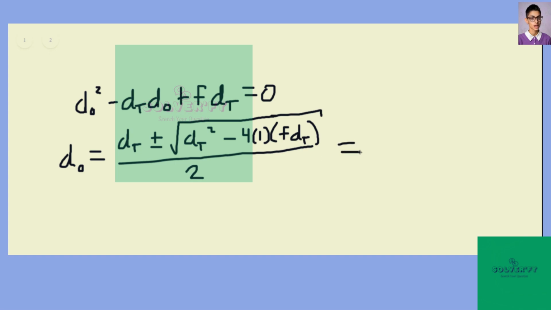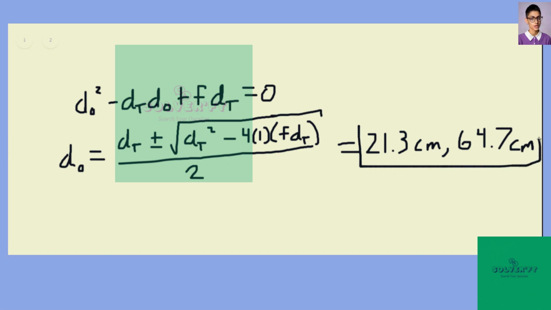So plugging in the value for the total distance as well as the value for the focal length, which we were given, we will get two different values because of the plus minus. One of them is 21.3 centimeters, and the other one is 64.7 centimeters. So one of them is for that first image that I drew, and the other one is for the second image that I drew. We can box that in as our solution to the question.